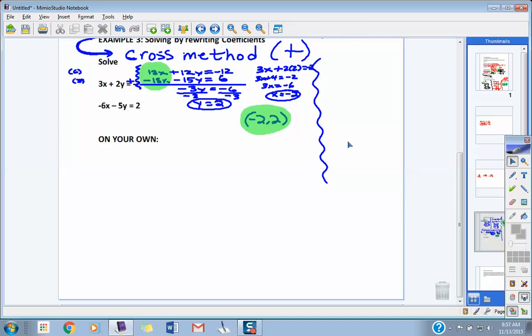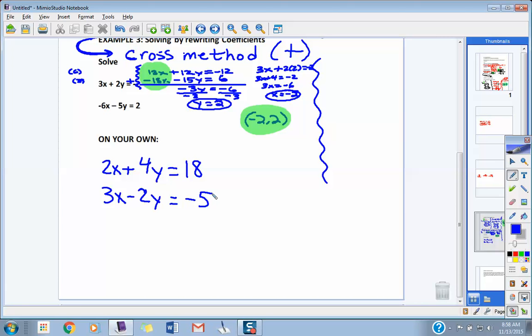All right, you guys try this one right here. I'll try and make this as easy as possible on you. Let's go 2x plus 4y equals 18. Let's go 3x minus 2y equals -5. Okay, I want you to try that on your own right there.